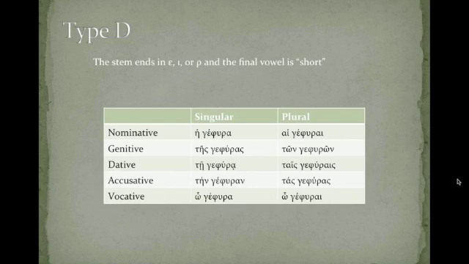Here, so gefura, bridge. He gefura, tes gefuras. Notice rho, we're going to keep that alpha. Te gefura, iota subscript. Ten gefuran, o gefura. Nominative and vocative are still the same. And the plural, gefurai, gefuron, gefurais, gefuras. Identical to types A, B, and C.